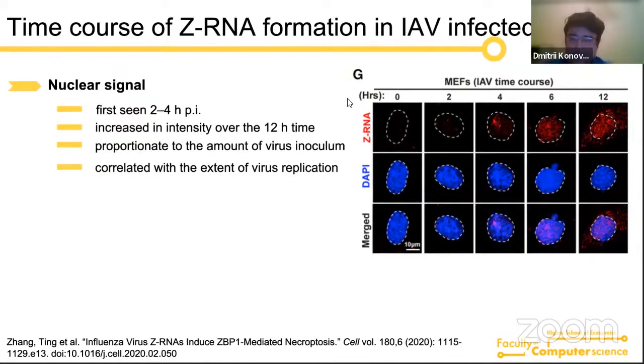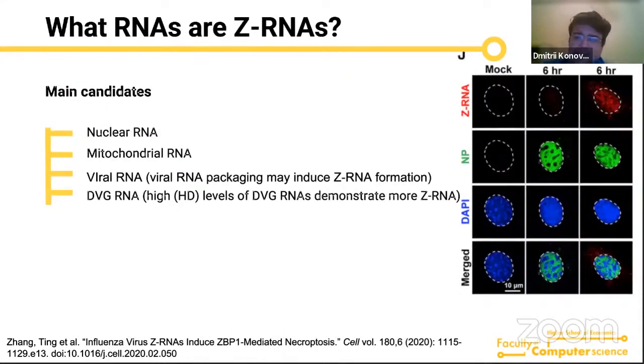And this amount of Z-RNA is correlated with the rate of virus replication, and also it's proportionate to the amount of virus inoculum. So more viral particles, more Z-RNAs as a result. And the question is, what RNAs are Z-RNAs? And there are some potential candidates, for example, some nuclear RNAs.